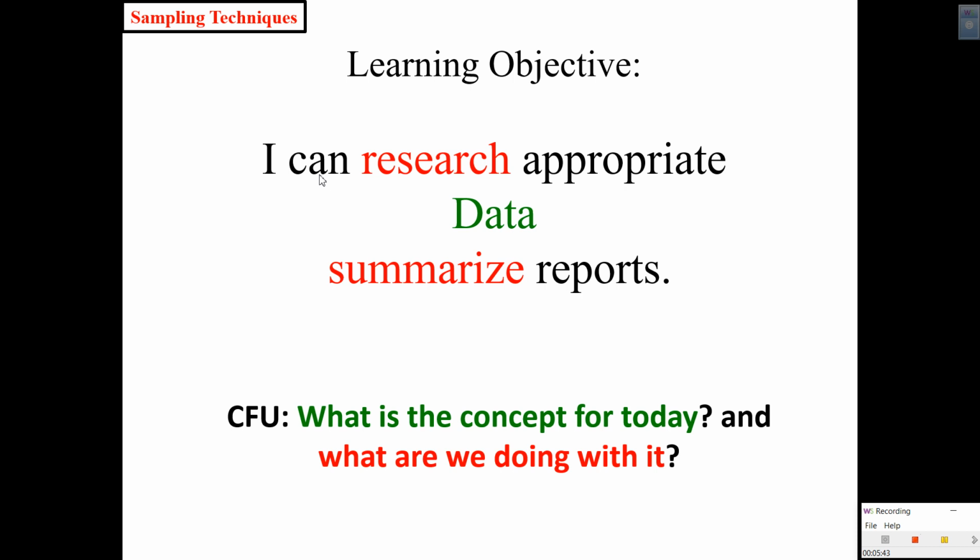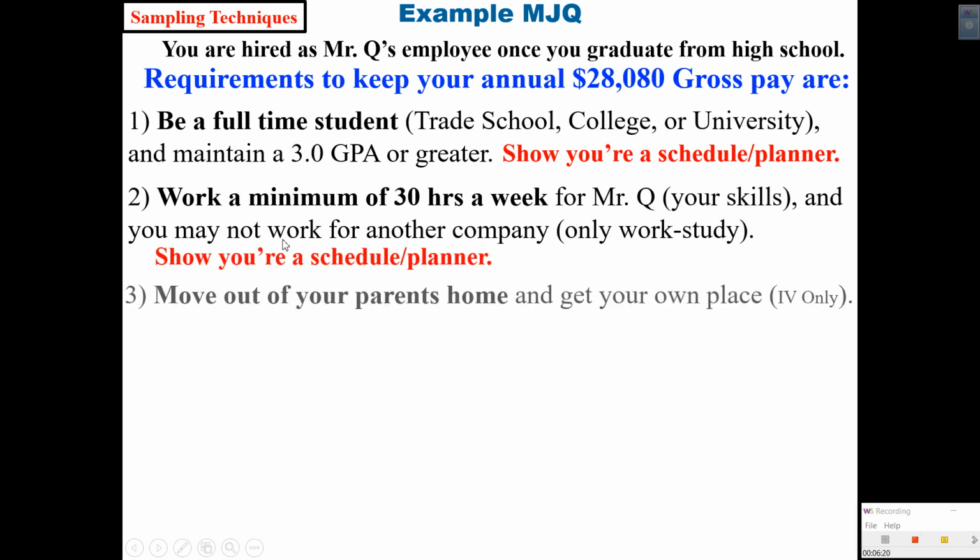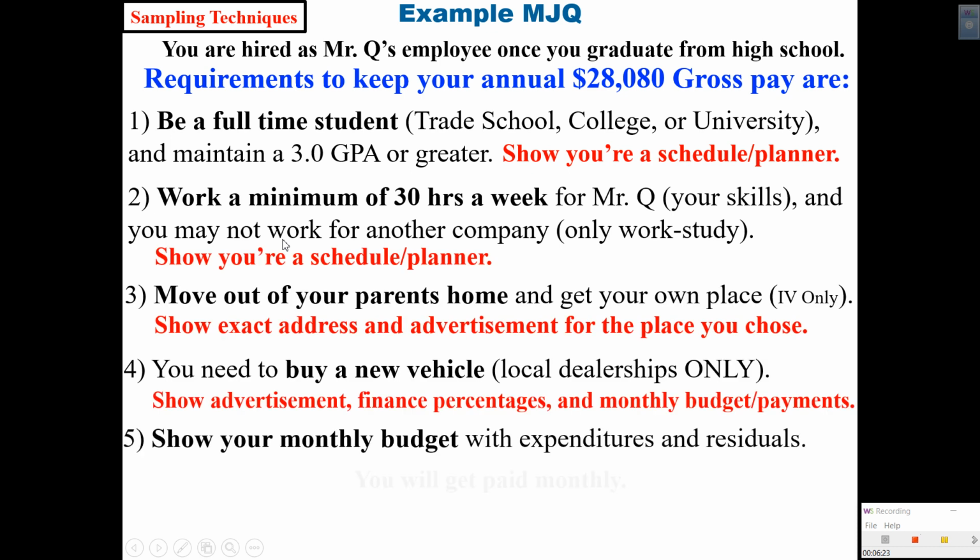All right. So our objective for today, I can research appropriate data and summarize reports. So you don't need a Cornell note because we already did some of that. I'm about to continue our road on statistics, and we're going to get into data collection techniques. Now, I've been giving you some practice to collect data, which started last week. And you did something like this, where I paid you $28,000 a year, and you did all those components. You lived here in the Valley. You were my employee. You went to school.